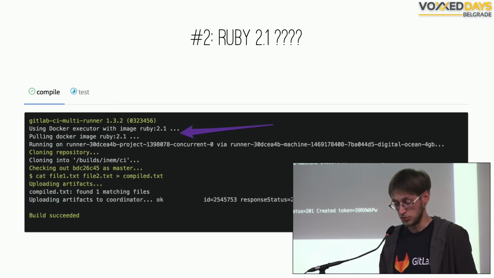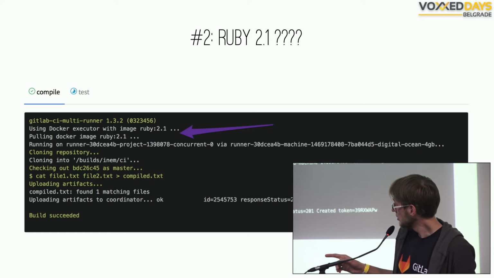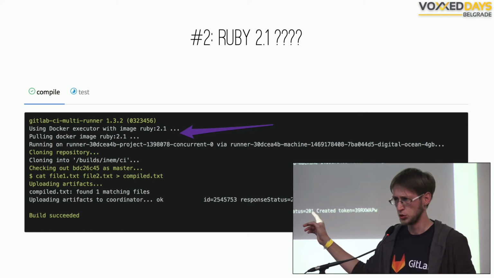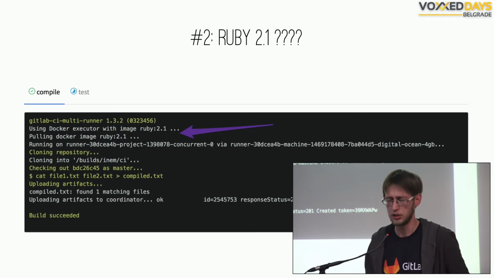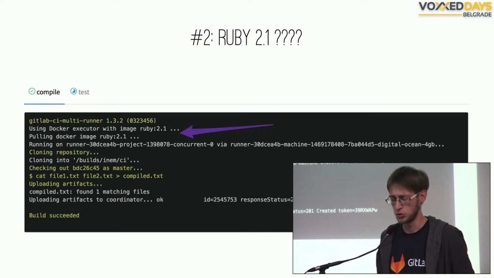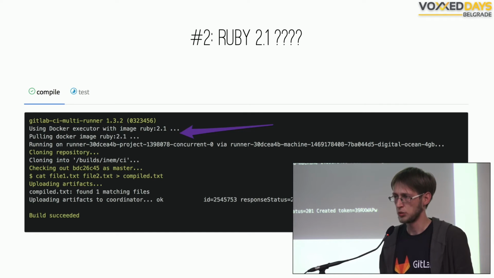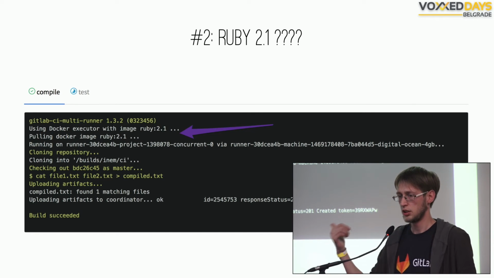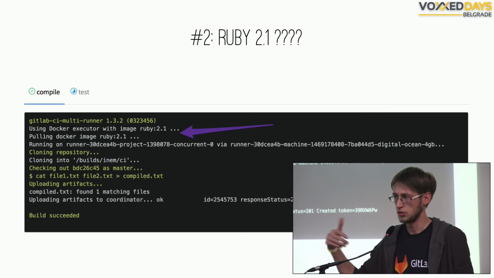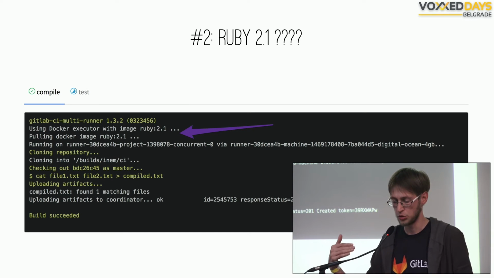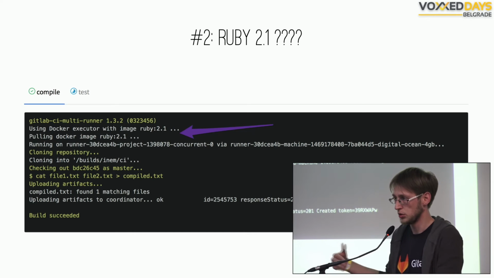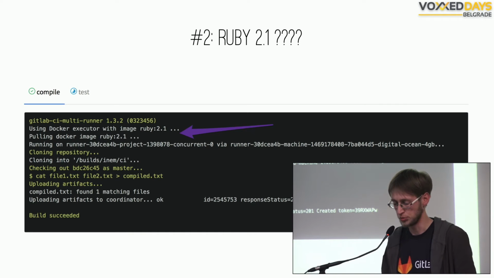The second problem: if we take a look at the logs, it looks like there is a Ruby 2.1, but we haven't specified anything related to Ruby 2.1. It might look confusing, but the trick is that it comes from your GitLab installation defaults. By default, in gitlab.com, it is set up to use the Ruby 2.1 image. And since it contains a lot of Ruby-related packages, it takes time to download it and to launch the job.